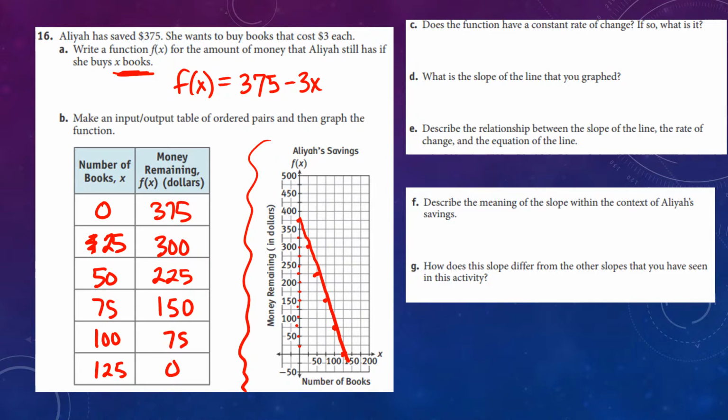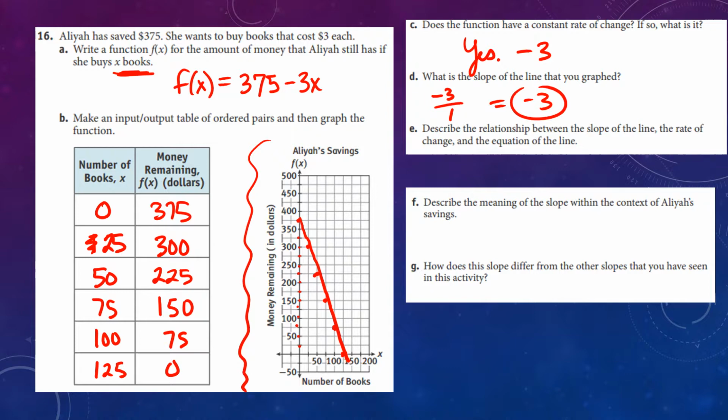Does this function have a constant rate of change? What do you think? Yes, -3. It's going down by -3 every time. What's the slope of the line that we graphed? Well, it's going down -3 for every 1 book. So the slope is -3.